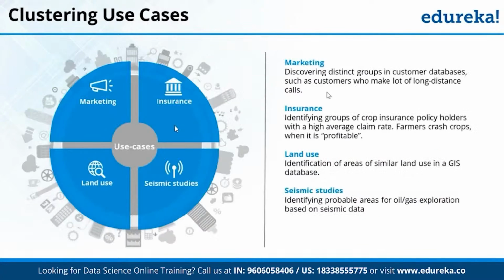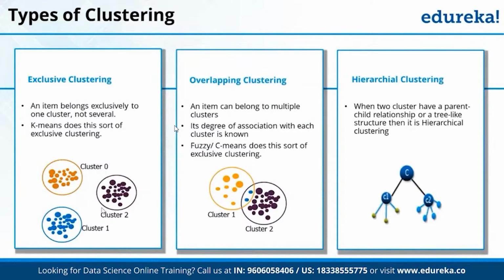Types of clustering, as we discussed, k-means, it's an exclusive cluster. We create clusters, they will be separate altogether. I have cluster 0, cluster 1, cluster 2. It's altogether a separate cluster. There is no overlap between the customers. So an item belongs exclusively to one cluster, not several. K-means does this sort of exclusive clustering.